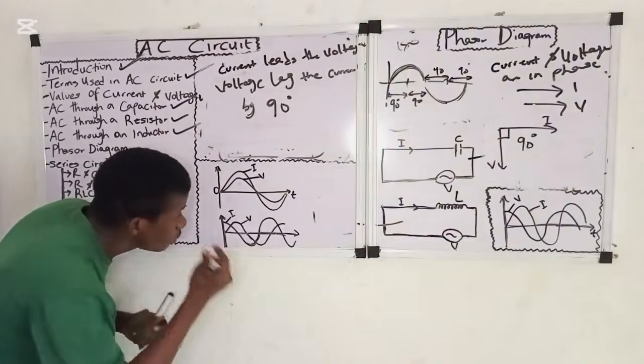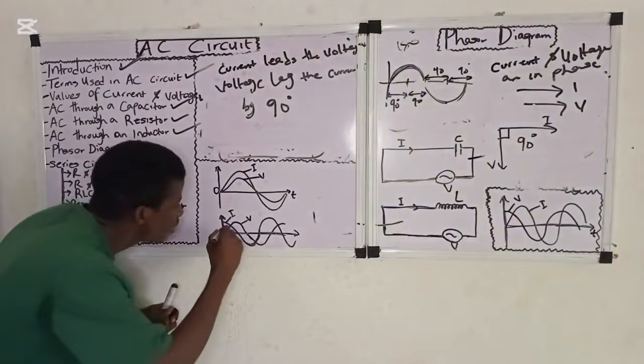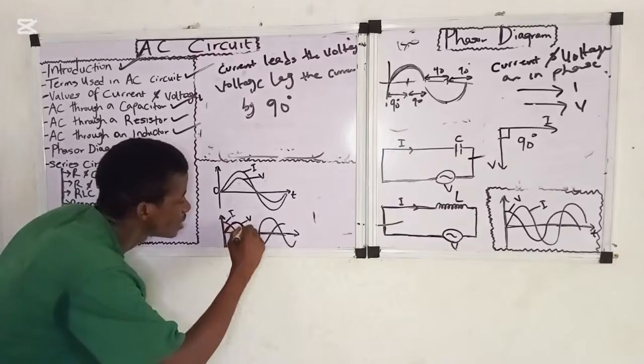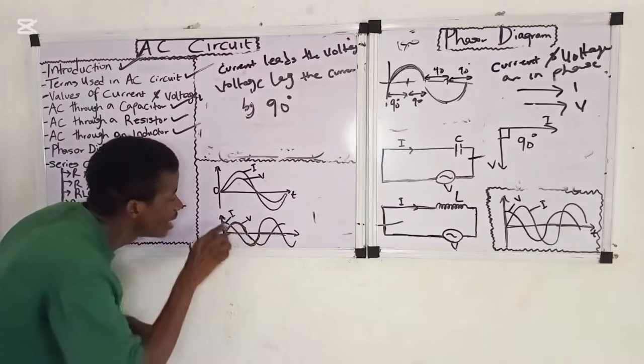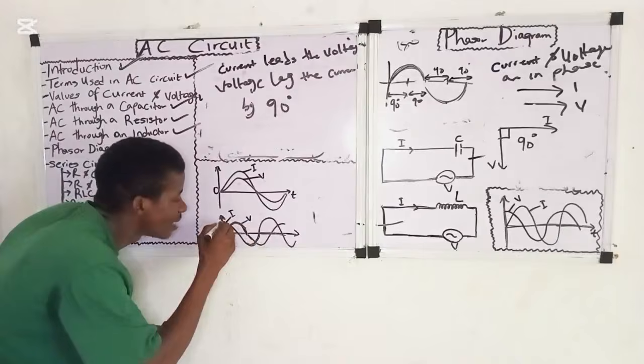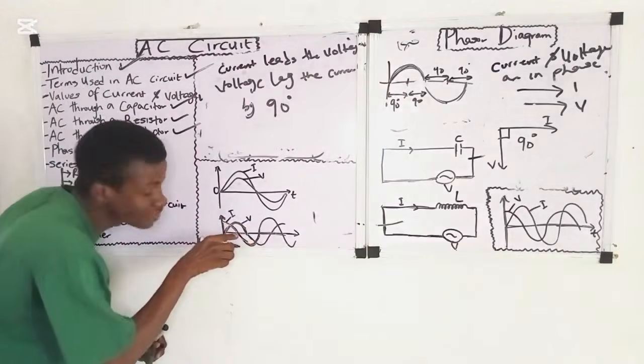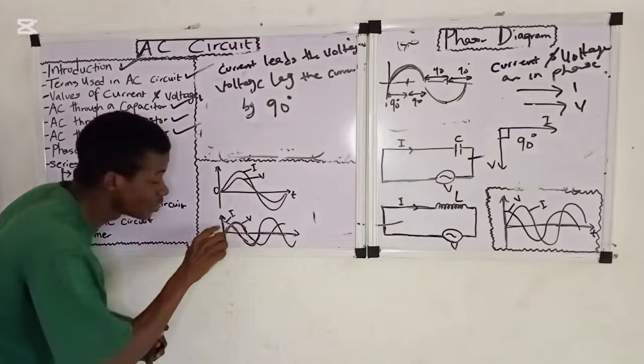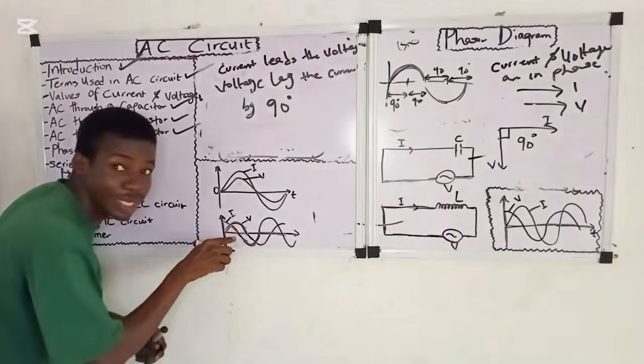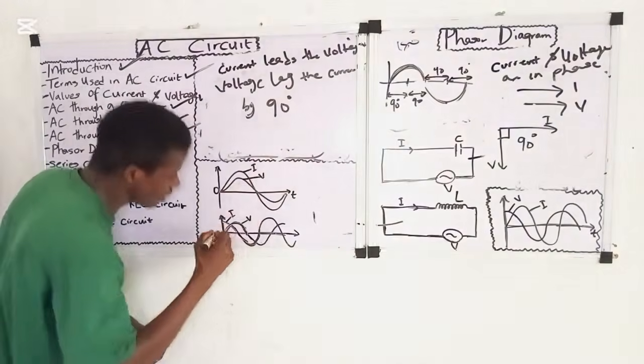Now if you look closely, this full place is what? This full place is 180, right? Now look at the current. This is the wave of the current, right? It passes through the center of this 180 of this waveform, right? That center is 90.